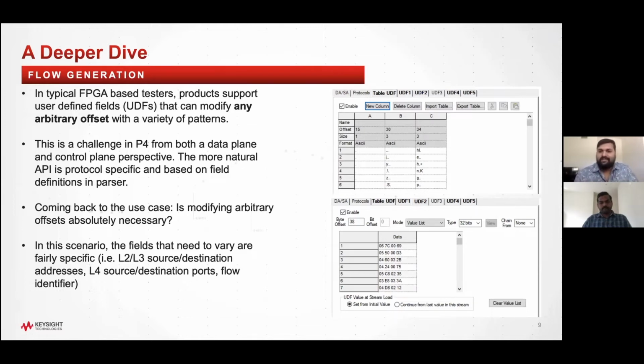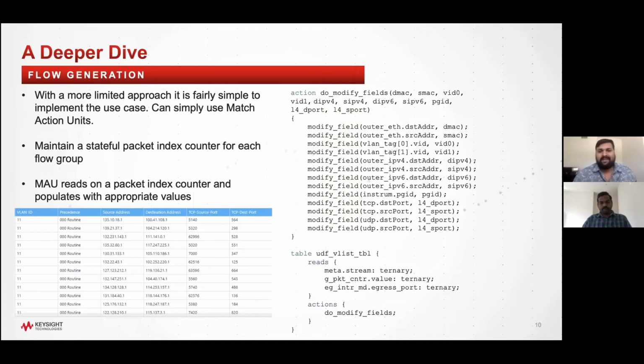This is a challenge in P4, as a primitive doesn't exist in the P4 specification to do this. The more natural API is to use the parser definitions of fields and modify those. However, let's go back to the use case. Is this absolutely necessary? We saw in the use case that the fields that really needed to be modified were the layer 3 source and destination addresses and the layer 4 source and destination ports. With the more limited and natural approach to P4, it's fairly simple to implement the use case.